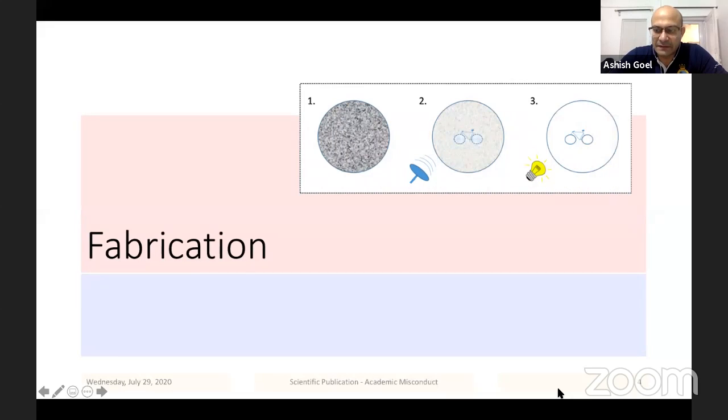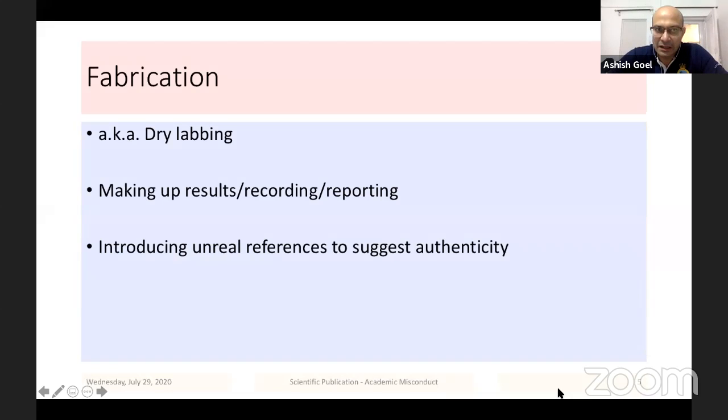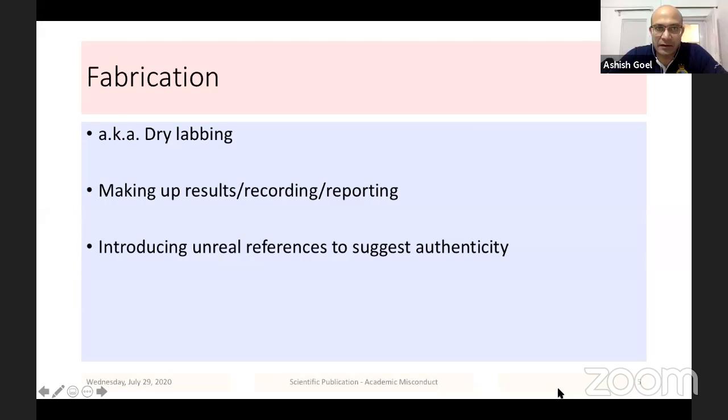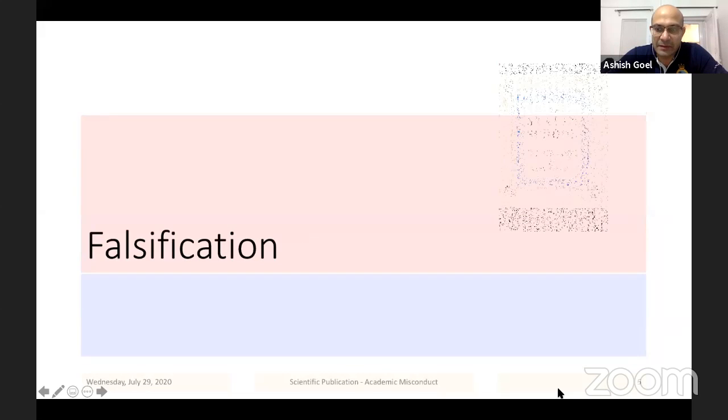So what happens in fabrication, which is also called dry labbing? You make up either results, recordings, or report results which were not there. And sometimes people introduce unusual or unreal references to suggest that these are actually authentic results. So you find suddenly that the data is not there, the deadlines are nearing, you need to submit, and you're not sure what next to do. And then you make up the results, you make up the data, you fabricate data.